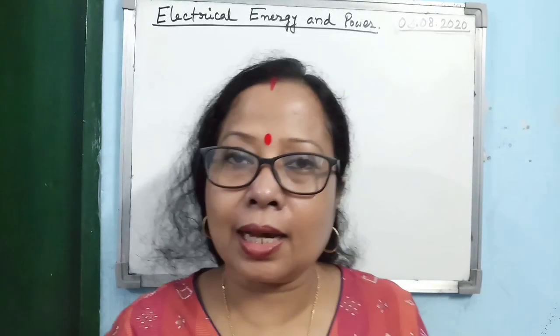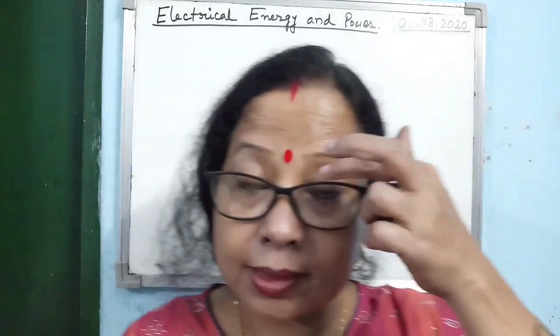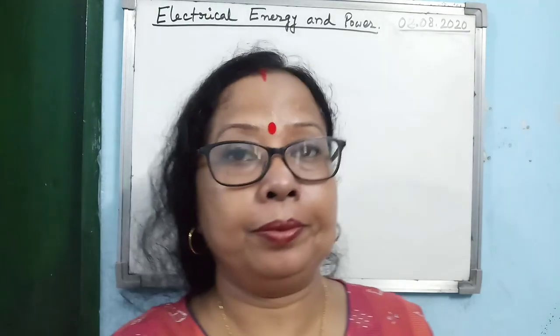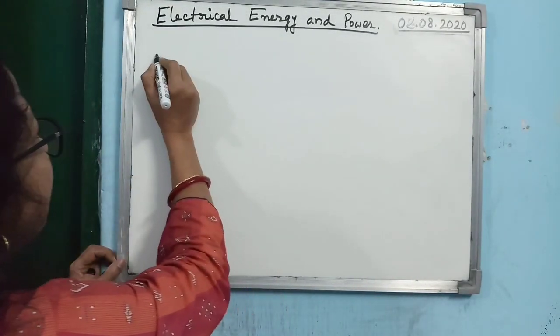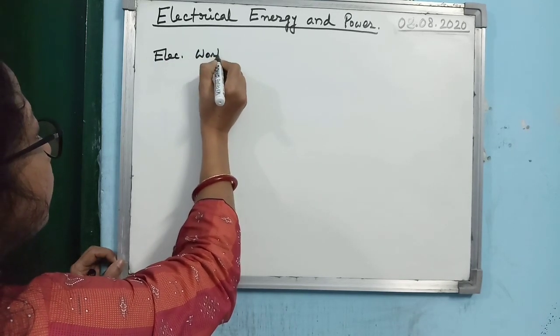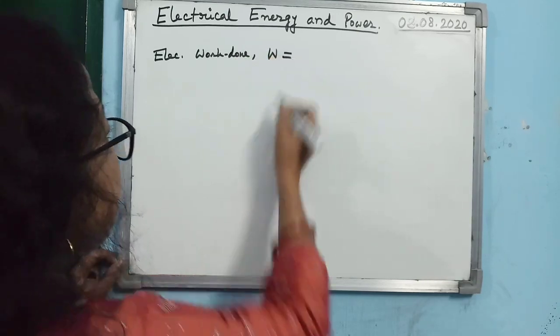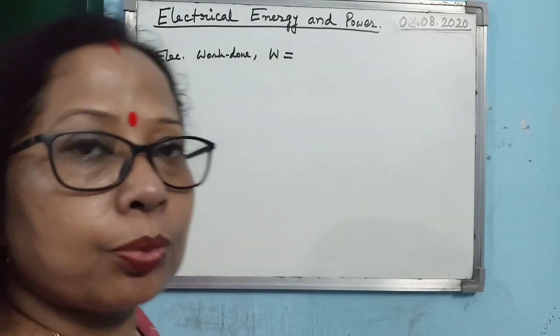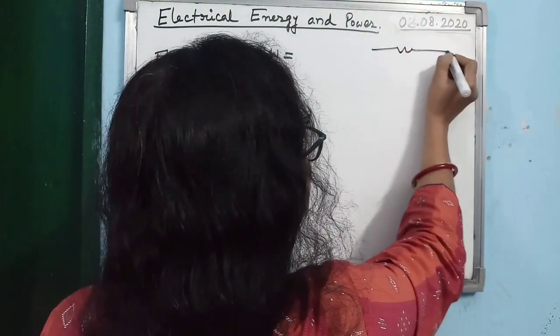So next and last unit of electricity chapter, that is electrical energy and power. If you want electrical energy, then first of all we have to know what is electrical work done. Now from the definition of potential difference, one can find out what is the electrical work done. Just consider this example.